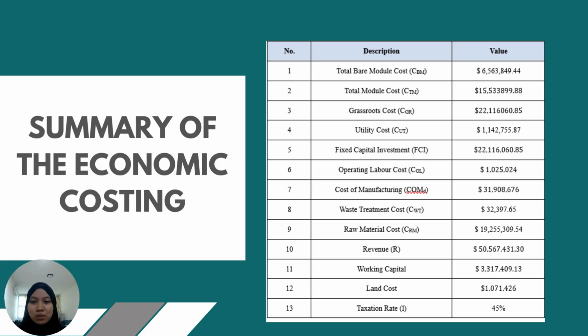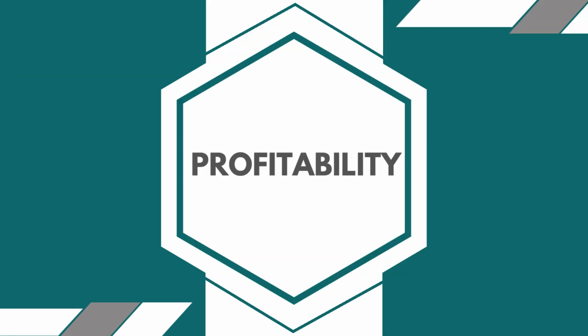So this is the summary of the economic costing. From this table, 13 items have been calculated: total bare module cost, total module cost, grassroots cost, utility cost, fixed capital investment, operating labor cost, cost of manufacturing, waste treatment cost, raw material cost, revenue, working capital, land cost, and taxation rate.